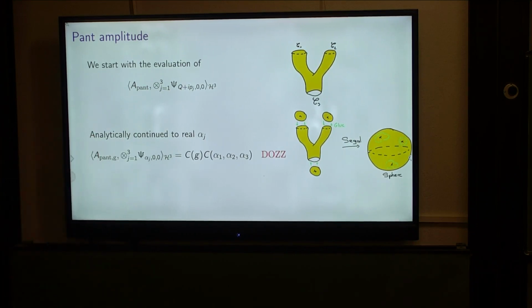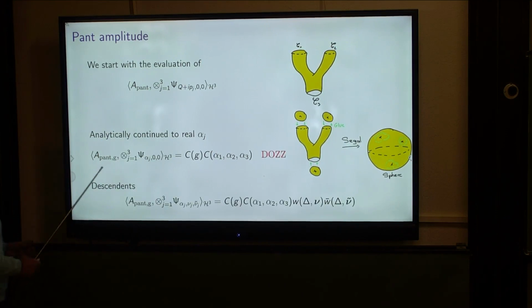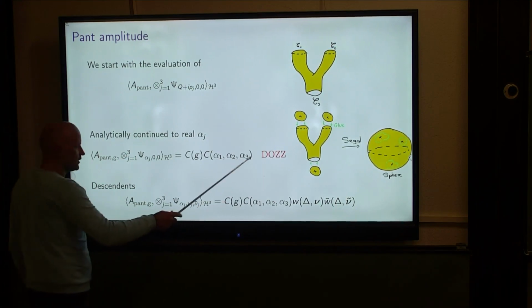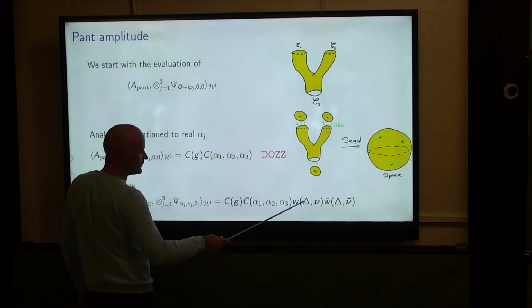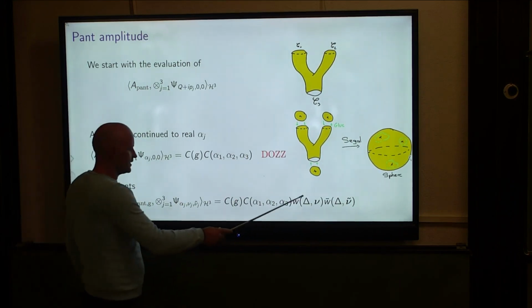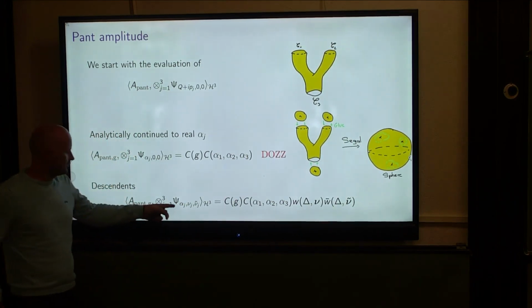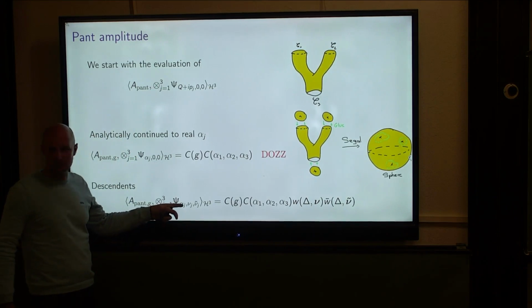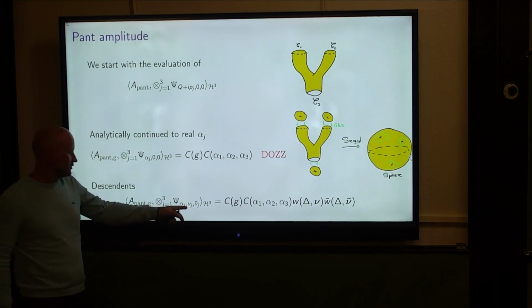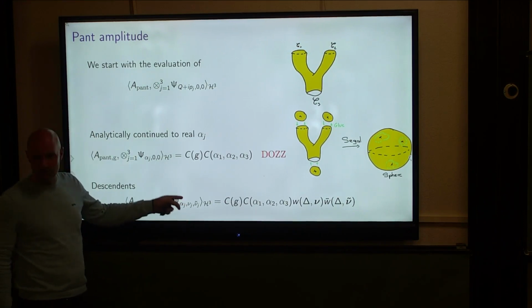Okay, so now what happens when you plug some Young diagrams here? It's way more complicated. But you can show that what you have to add here are some coefficients, that I call W here. These coefficients, I wrote delta. Delta means the conformal weights of all the guys that you've got here, and the three Young diagrams nu 1, nu 2, nu 3 that you've got here.